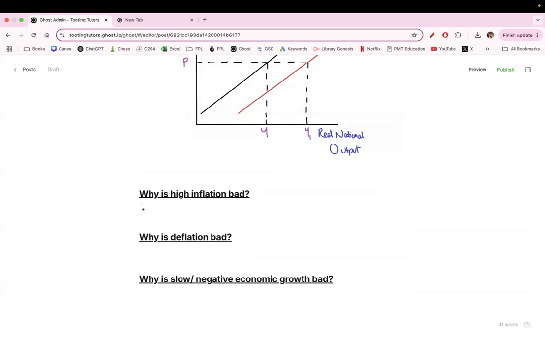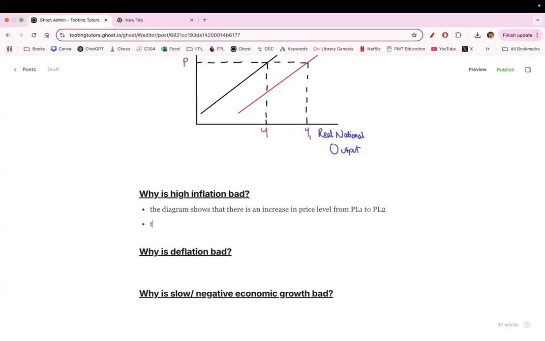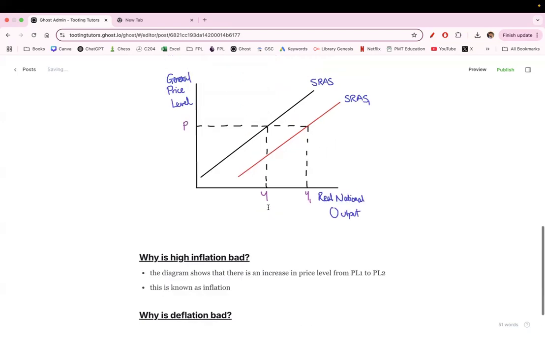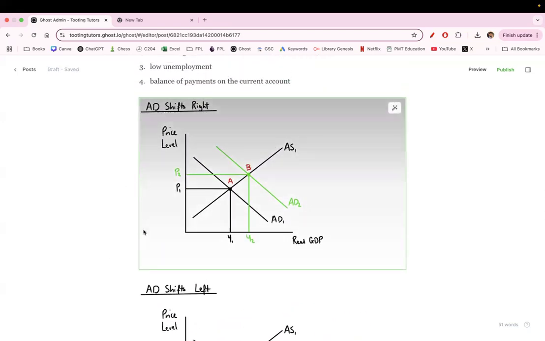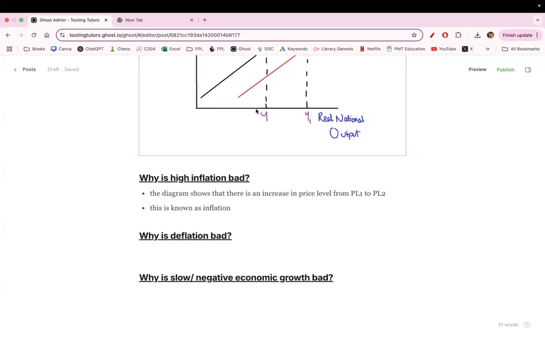Okay. So for example, if we say something like the diagram shows, if we ever talk about inflation, like the diagram shows an increase in price level, for example, here from P1 to P2, how do we actually expand on that? So, before I tell you, how can we just expand a bit on inflation? How is that a bad thing when inflation is very high?